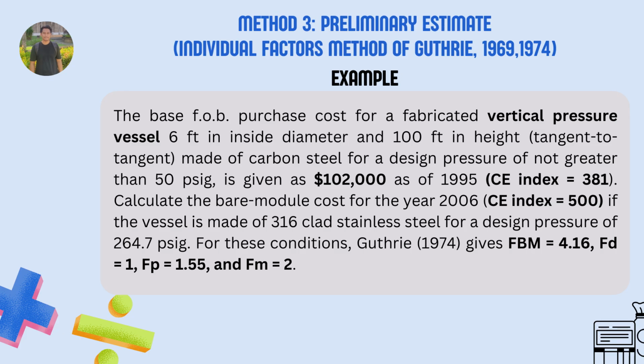Next, the third method. This example is also taken from the textbook. The example gives the FOB purchase cost for a vertical pressure vessel in 1995 as 102 million, with a CE index of 381. The example wants to calculate the bare module cost for the year 2006 with a CE index of 500, given that the vessel is made from stainless steel, and also given factors like FBM, FD, FP, and FM.